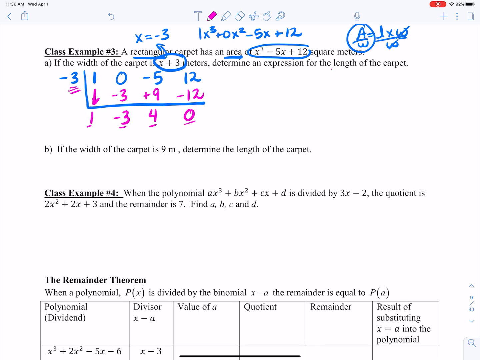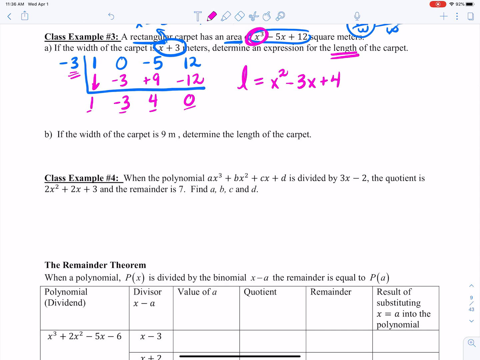So an expression for the length of the carpet is going to be 1 degree lower than this guy. So it's going to be x squared minus 3x plus 4.